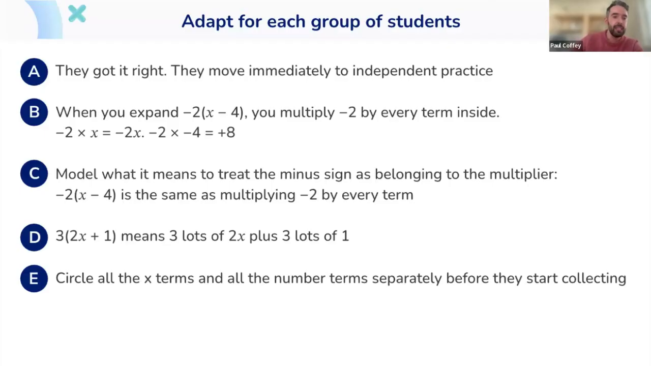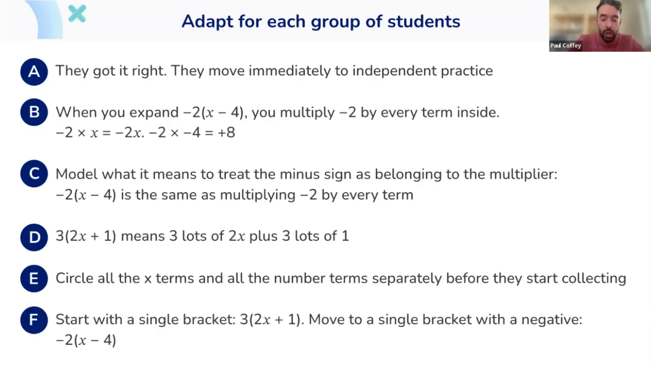Ask them to circle all the x terms and all the constant terms separately before they start collecting. Here, the expansion was absolutely fine. So this is a procedural slip, not a conceptual gap. And finally, group F, well, these people couldn't start at all. So these students are going to need that one-to-one support.